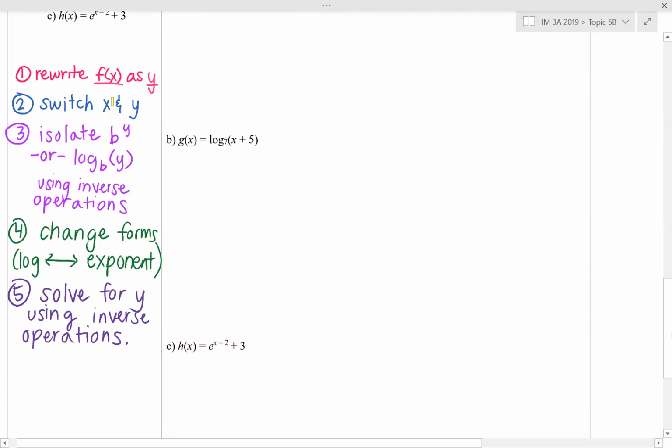And we're going to do that using inverse operations. Step 3 really only is going to happen in problem C because the base is not isolated at this point. Then we're going to switch forms. If I have a log equation, I'm going to change it to an exponent. If I have an exponential equation, I'm going to change it to a log. And then finally, we're going to continue to solve for y using inverse operations, and that will give us the inverse function. So if you need to pause to write those down, it might be a good idea to do that now.